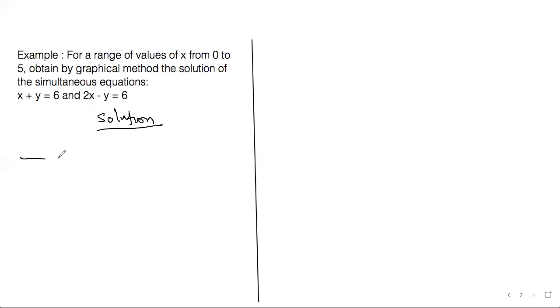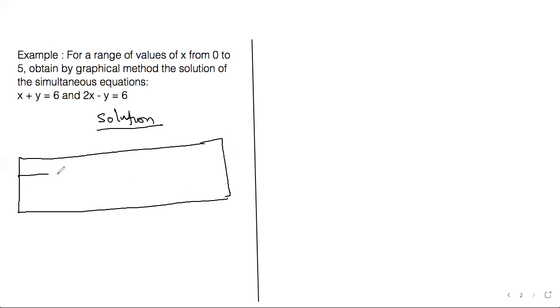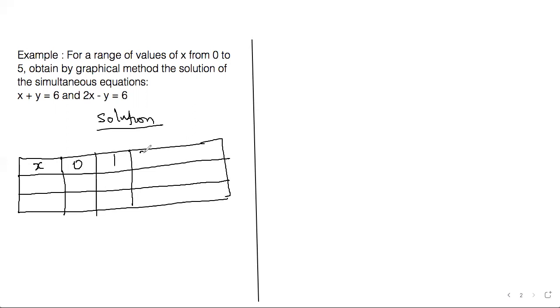That's one way you can do that actually. So if you generate the table, here you're told the range of values to use. So the x values: 0 to 5, that is 0, 1, 2, 3, 4, and 5.